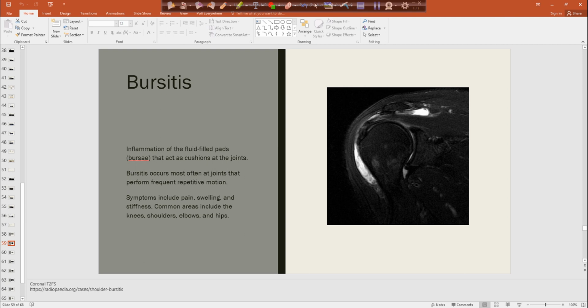Symptoms include pain, swelling, stiffness, common in areas like the knees, shoulders, elbows, hips. Repetitive motion joints.